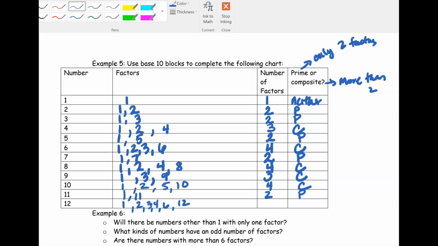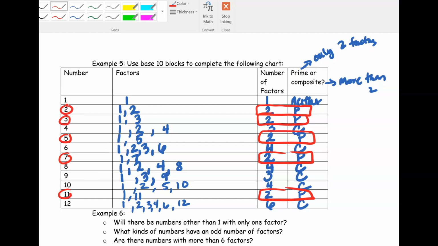So we've got 1, 2, 3, 4, 5, 6 factors, and that's composite. So really, if we look at this list, any of the numbers that have exactly 2 factors are the numbers that are prime. So we're looking at 11 as a prime number, 7 is a prime number, 5 is a prime number, 3 is a prime number, and 2 is a prime number, okay?